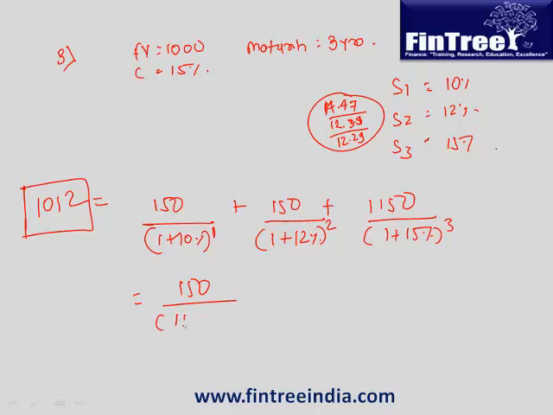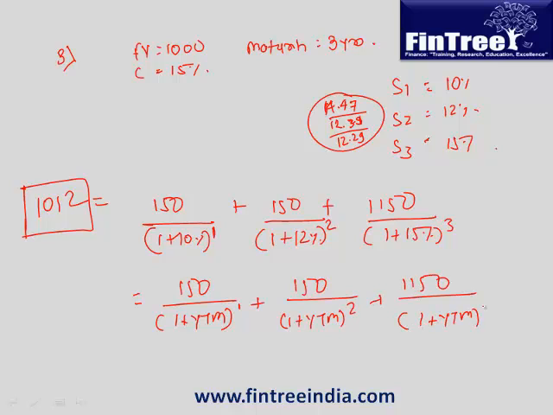I want to find out one single rate. 1 plus YTM raised to 2, 1150 plus YTM raised to 3. One single rate in such a way that instead of using 3 separate rates, instead of using 10, 12 and 15, just one rate in such a way that it will satisfy the equation. So the present value of the cash flows would be equal to the value of the bond.